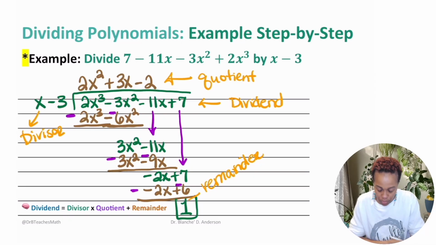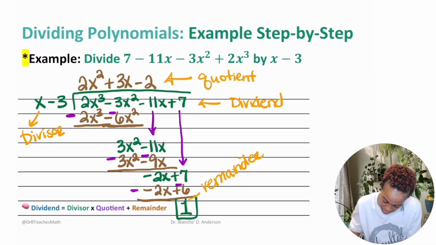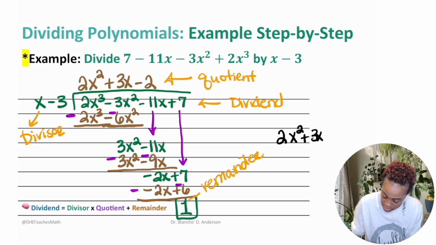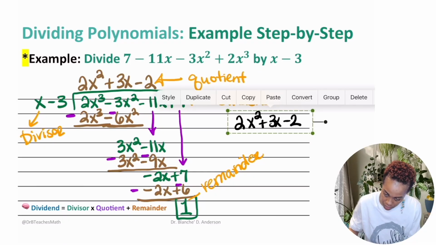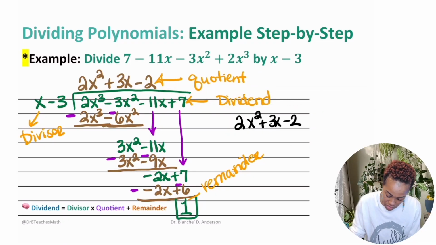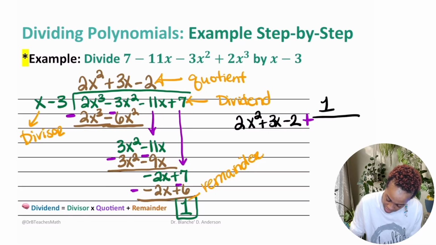Normally you write your quotient. Let me show you. It looks similar to that. Let me write that in black. So your answer is 2x squared plus 3x minus 2, and you would say plus your remainder, which was 1, over your divisor, which is x minus 3. So if you were to write your answer, this is how they would want you to write it.